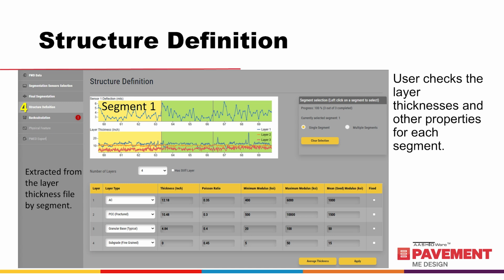For each layer included in the structure simulation or definition, the program automatically enters the values when a layer thickness file has been imported, or the user manually enters the values for each of the properties when the thickness file is not imported. The layer properties include layer type, meaning the type of material defined in accordance with the MEPDG definitions, the average layer thickness for that layer within the segment, Poisson's ratio for that layer, a minimum and maximum layer modulus for that layer or material type.